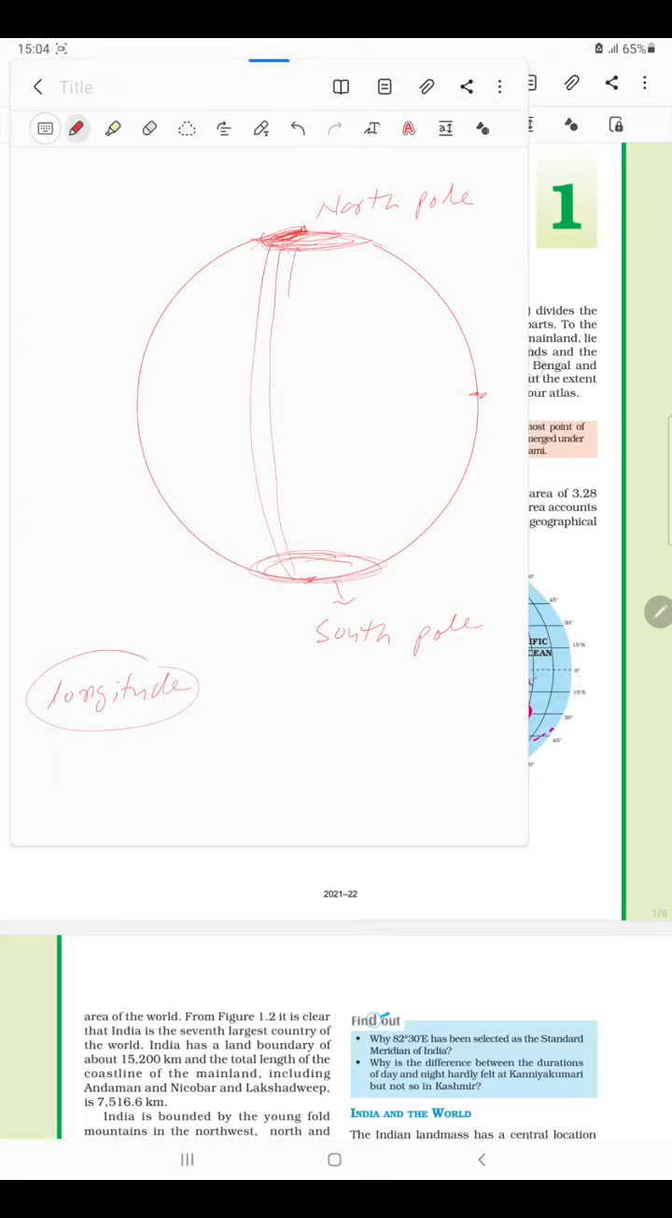These are termed as the longitude. All the longitudes meet where? You can see that all the longitudes meet at the poles, the North Pole and the South Pole, starting from the North Pole and ending at the South Pole. Longitude runs from north to south, and they meet at the poles.